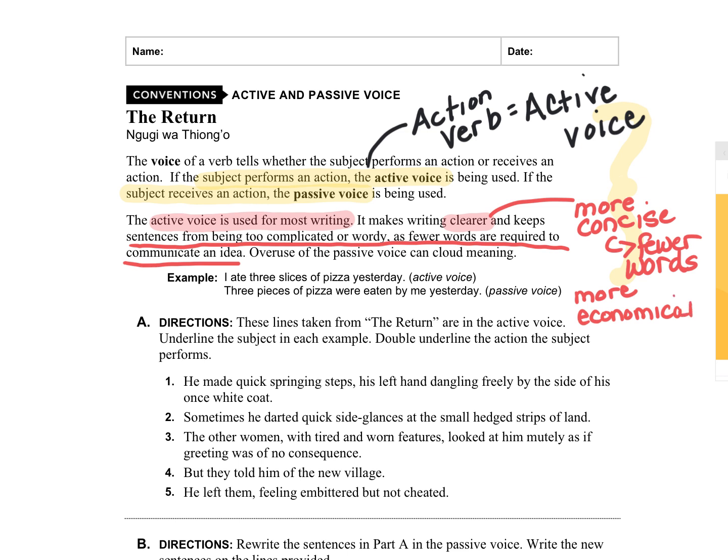So if you think of each word as 1 penny, think about when you're writing, you want to be economical. You want to spend less money. If each word is 1 penny, using fewer words is definitely more economical. And more concise, more economical, same thing. Means the same thing. Okay?